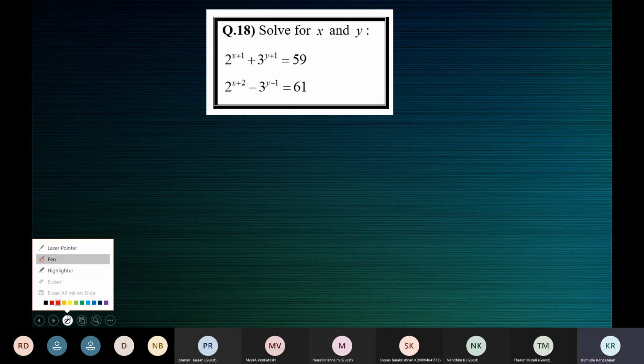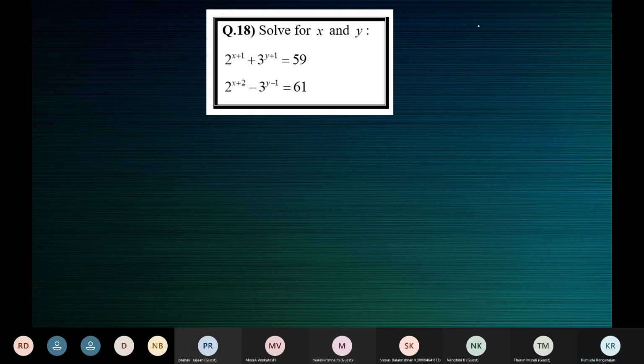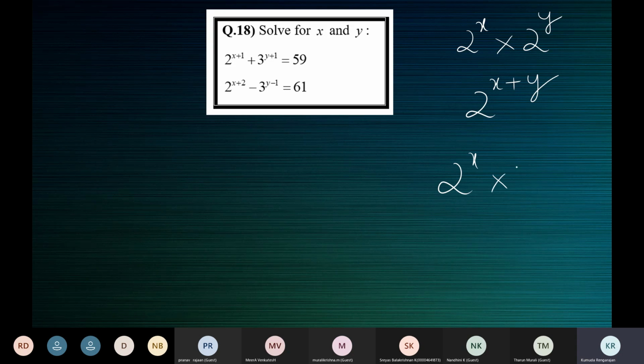Now use your knowledge of exponents and tell me what is 2 to the power x into 2 to the power y. How do you simplify this? 2 to the power x plus y. What is 2 to the power x into 2 to the power minus y? 2 to the power x minus y.